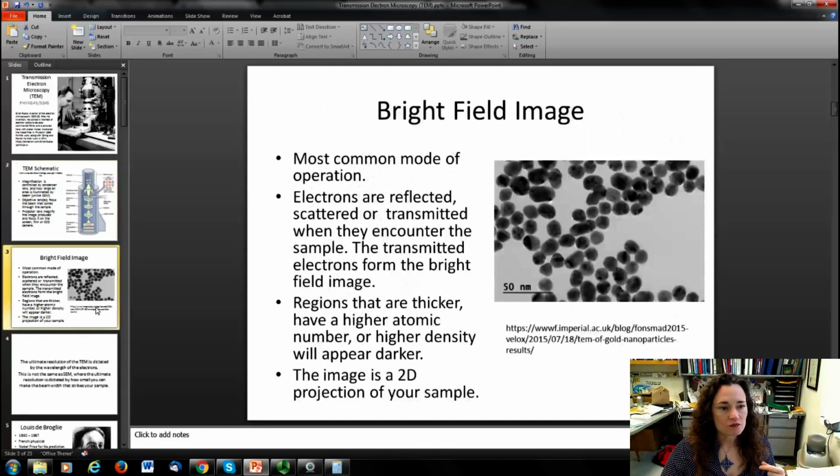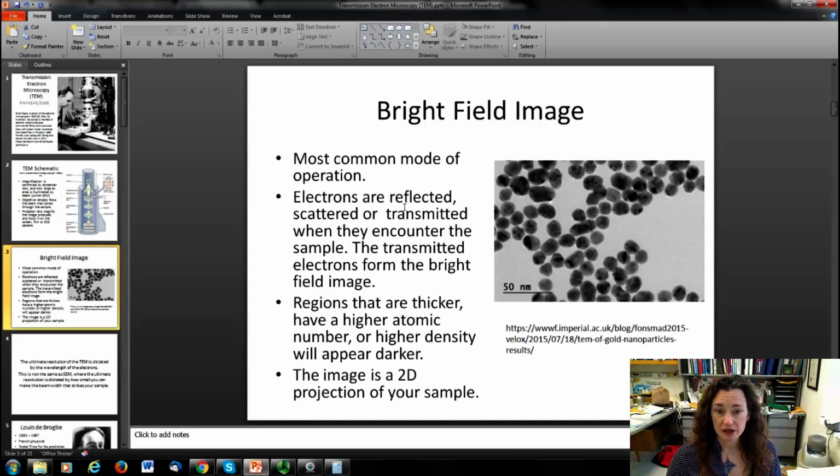Now, the most common mode of operation for a TEM, the most common way to get an image, is called a bright field image. All right. In that, the electrons pass pretty much straight through the sample, okay? They can be either totally transmitted or forward scattered, basically. Those go into forming the bright field image, all right? Remember that when electrons go through a sample or interact with the sample, they can also be reflected or scattered at high angles, and those would not appear in the bright field image, all right?